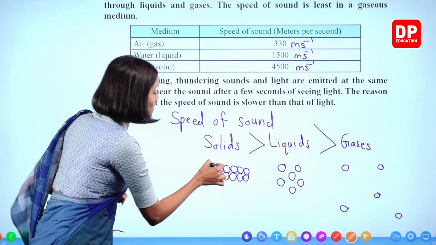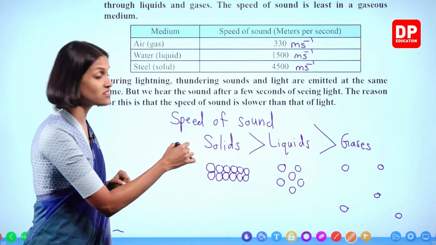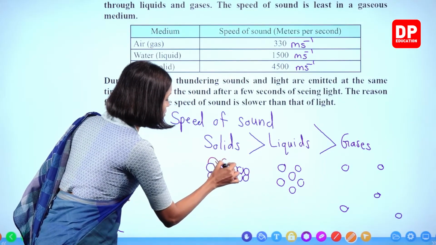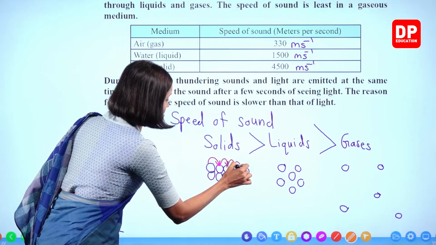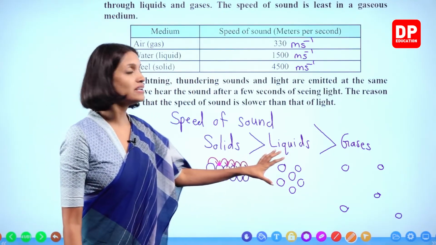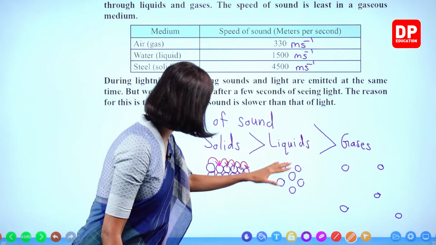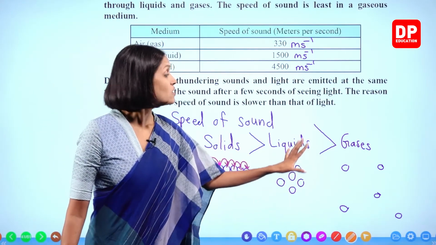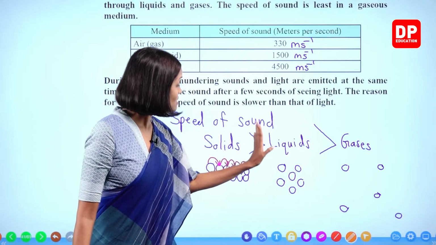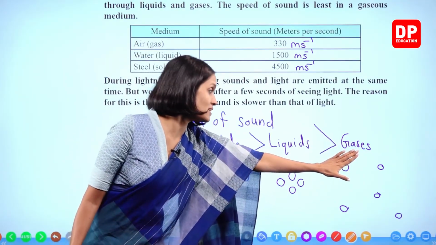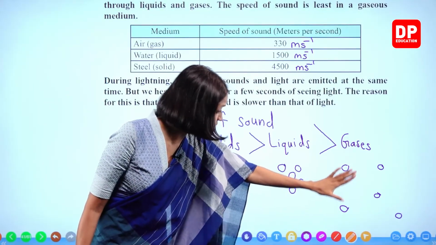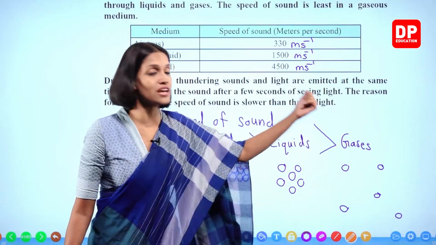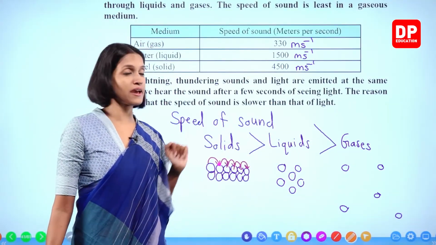Because the particles present in the medium are very close to each other, sound can travel faster, from one particle to the other. When you consider liquids, because there's a certain gap more than in solids, it takes a longer time. But when you compare solids, liquids and gases, you can see gases have more spaces between the particles. Therefore, it takes a longer time for sound to travel through gas.